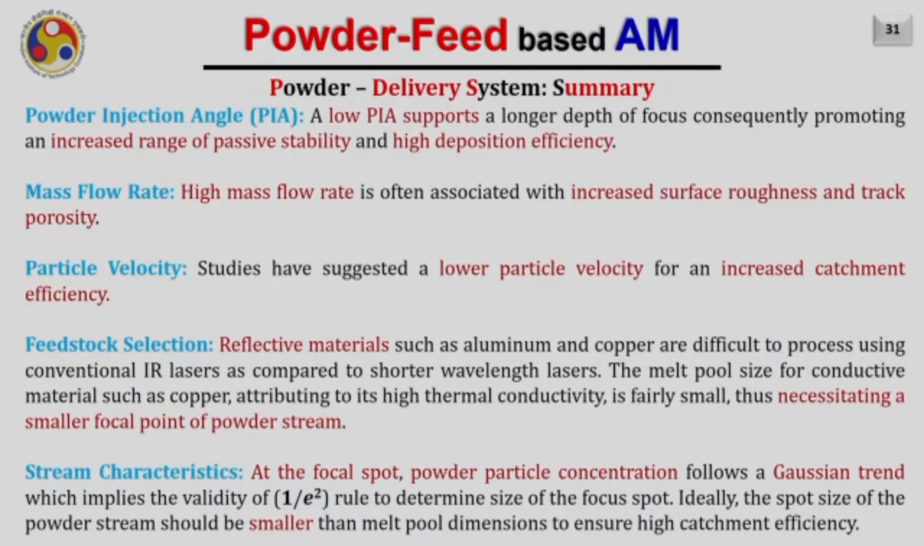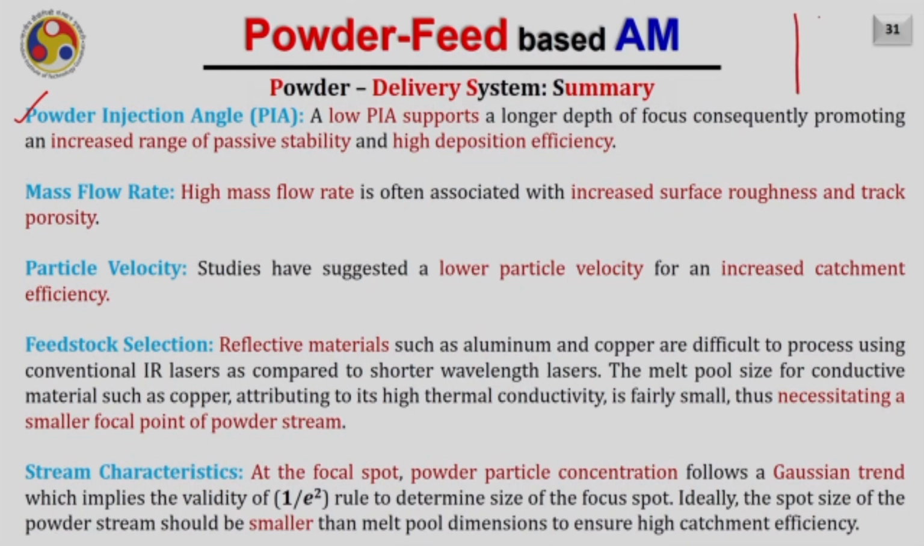So, with this we complete the different types of powder handling systems in powder feed additive manufacturing. Let us summarize our discussion so far in this slide. Here I am trying to show you the effect of different process parameters. The first one is the powder injection angle. We have seen that a low powder injection angle supports a longer depth of focus, consequently promoting an increased range of passive stability and high deposition efficiency.